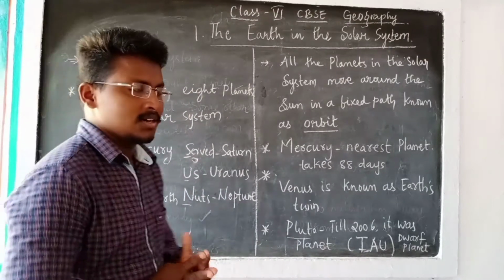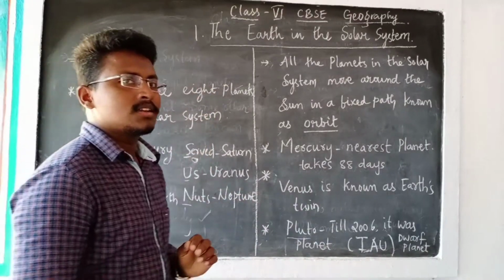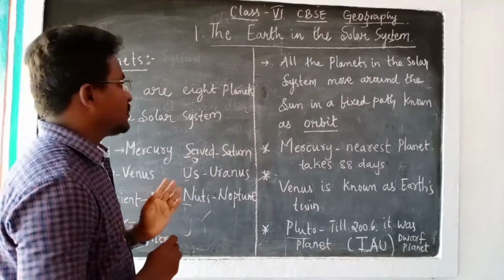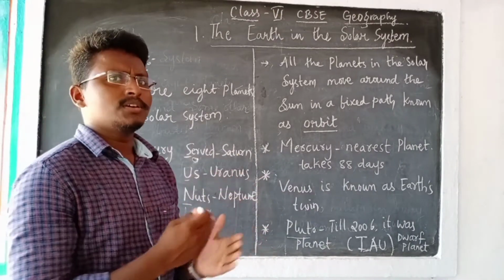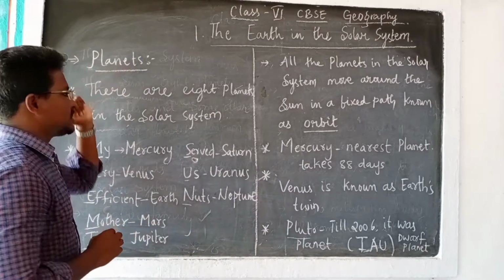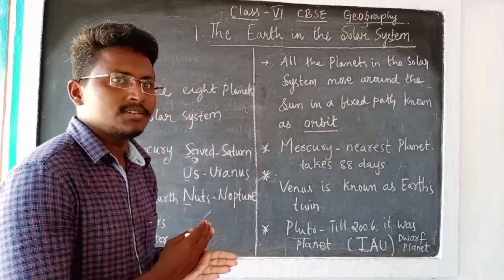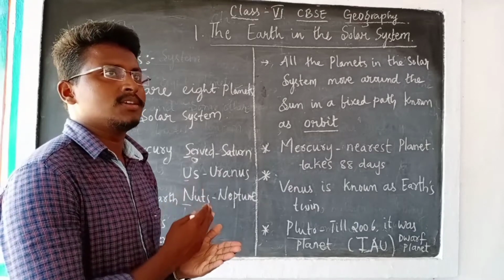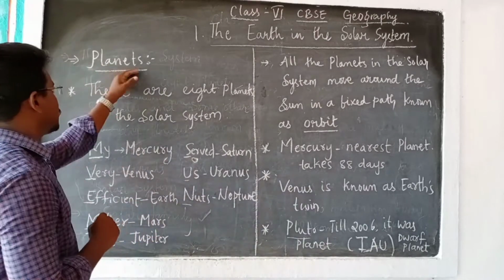Now in continuation with the last class, we will see about the planets in this first lesson of class 6 geography, that is, the Earth in the solar system. In the previous class, we discussed up to the solar system and saw in particular about the sun. Now in continuation with that, we will see about the planets. As I told in the previous lecture, planets are those objects which do not emit their own heat and light, but they are all celestial bodies which are part of this solar system. So now in particular we will discuss the planets.